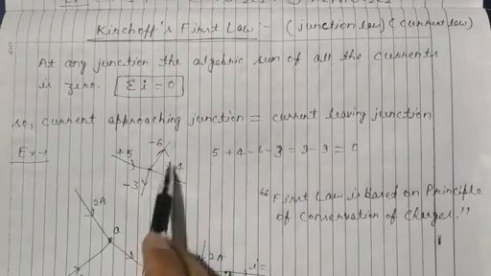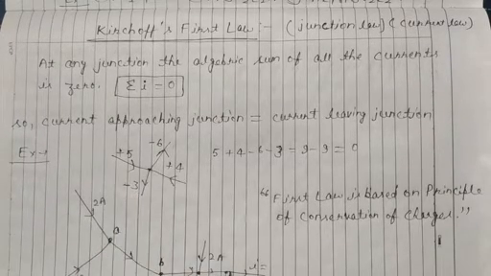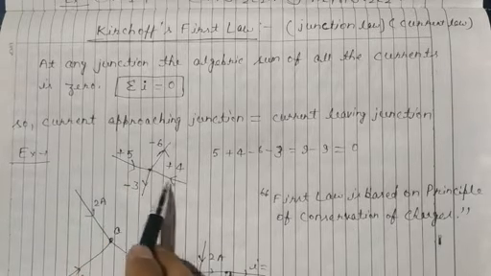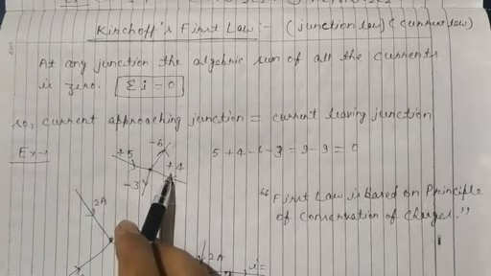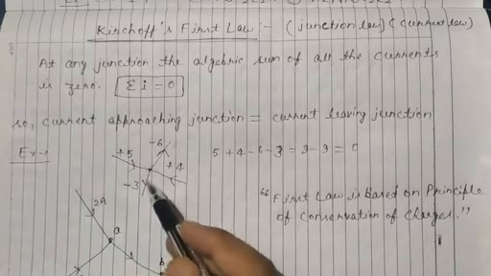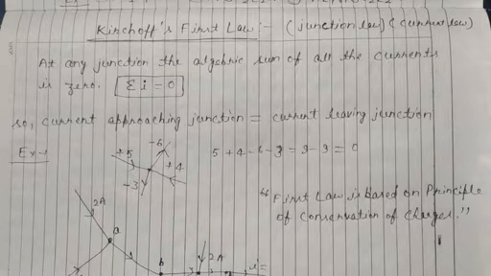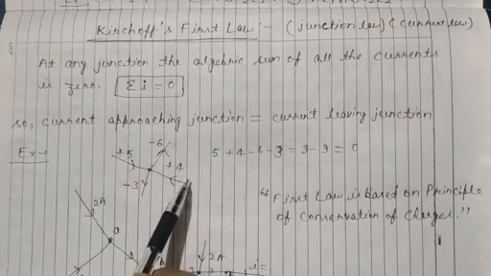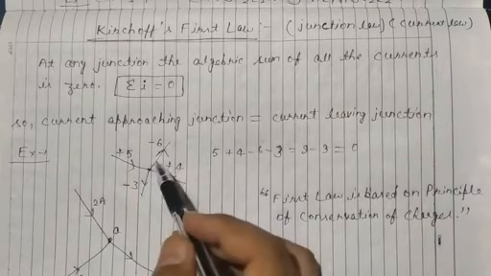If this is a junction and from so many sides it is connected with the current, now the current which are coming in, I will assign them with the sign positive, and the current which are going out, I will assign them with the sign negative. So current going in is positive, and going out is negative.